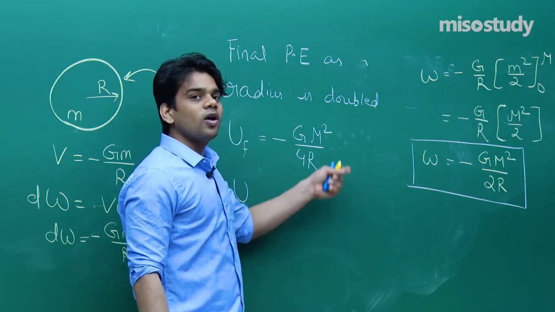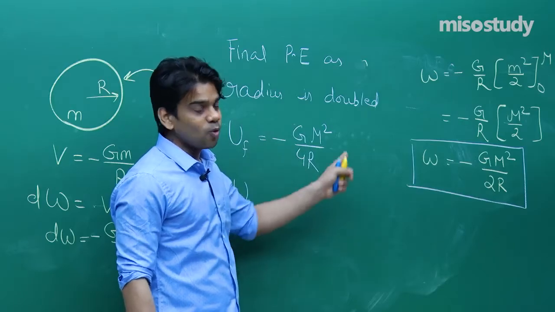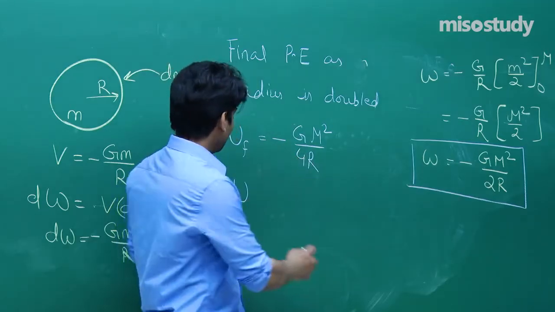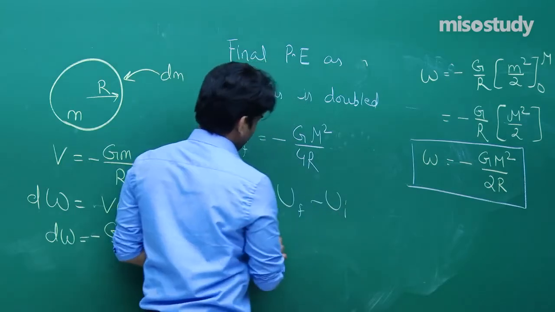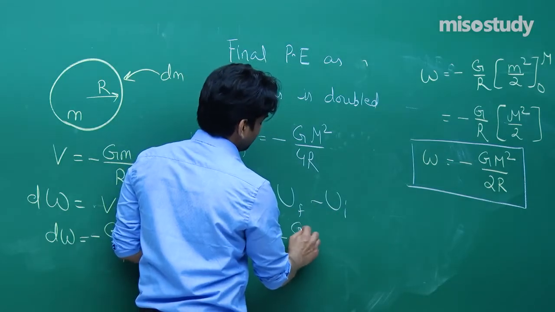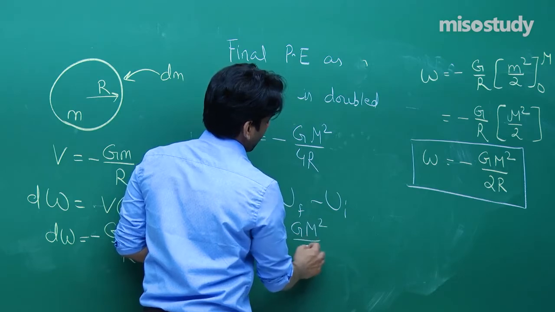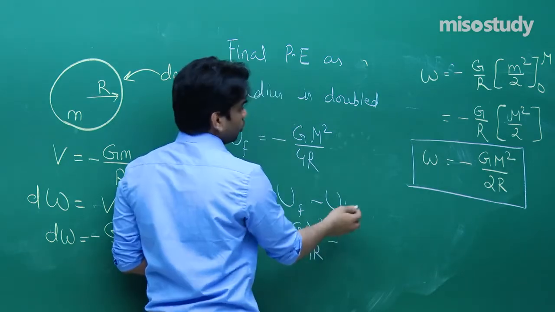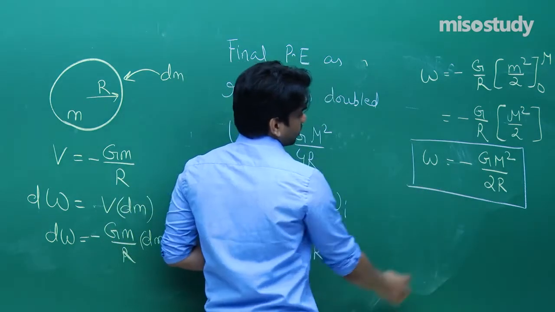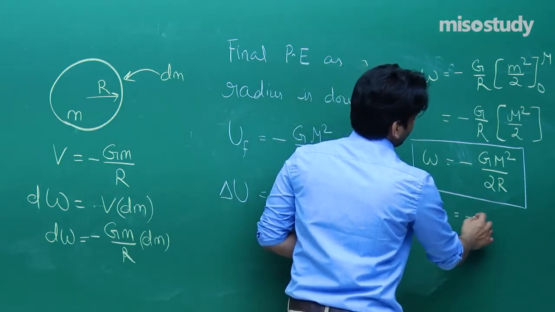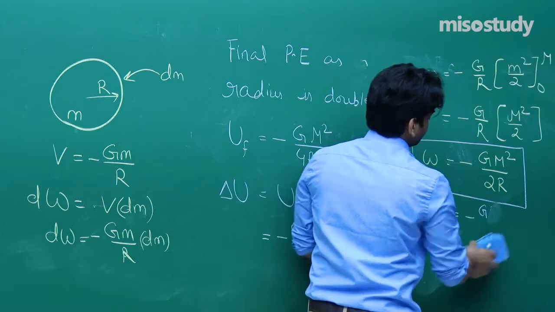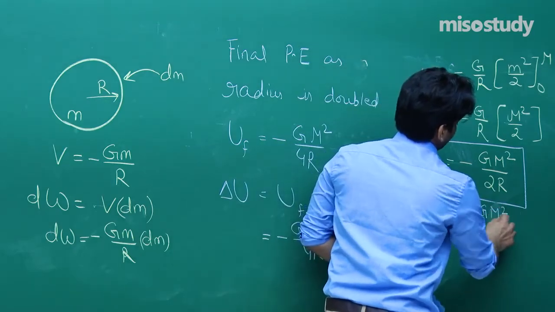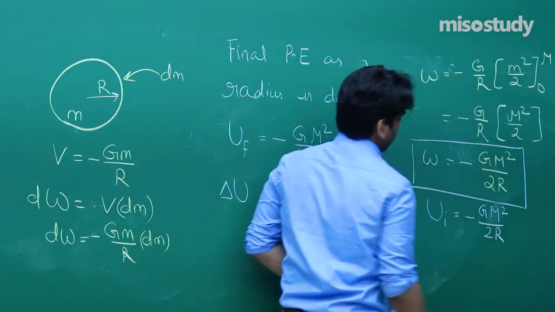So overall, since the negative sign is applied, it will be larger. So the change in potential energy is U final minus U initial. You solve this: minus G m square by 4r minus U initial. If I write U initial, that is equal to minus G m square divided by 2r. This is what you will be having.